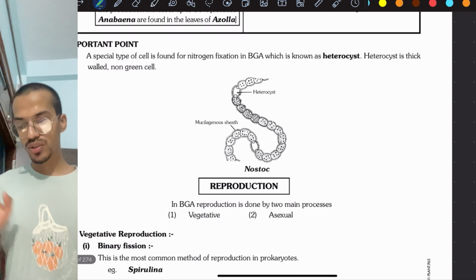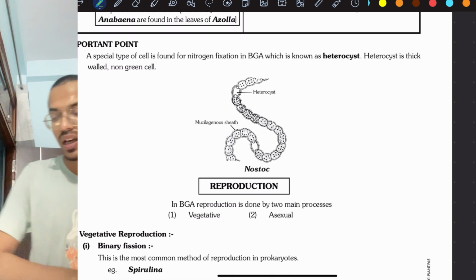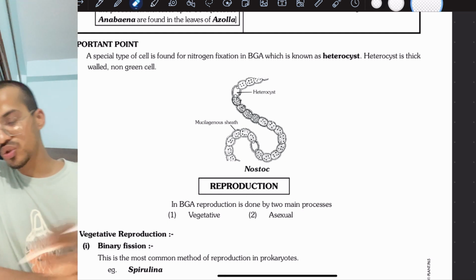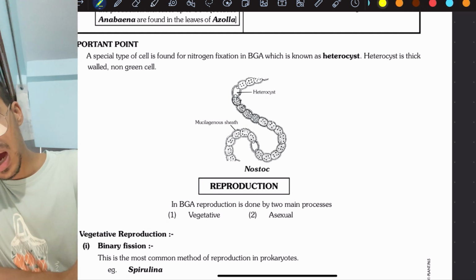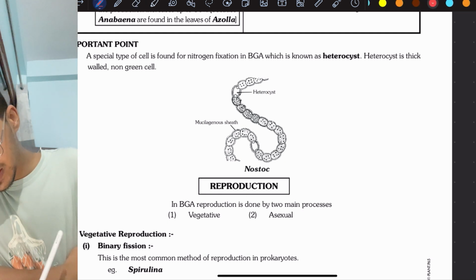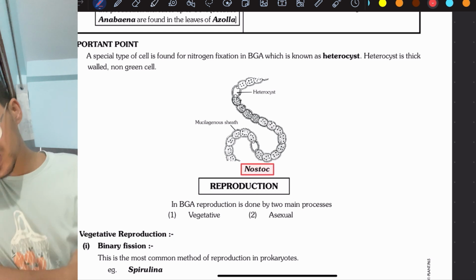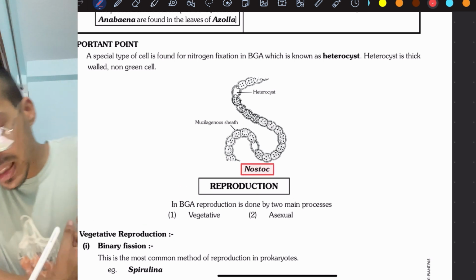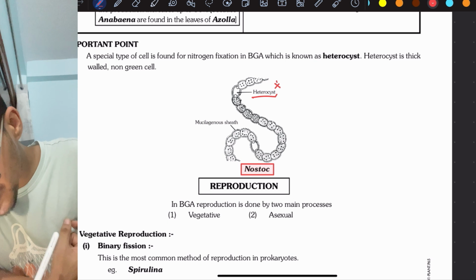Now the important point is how they look. If they are the filamentous form, that is Nostoc, which is given in your NCERT, which you have to definitely do. So in Nostoc, you see that it has a special type of cell called heterocyst, which is what?